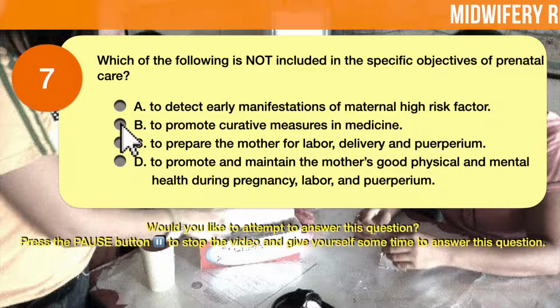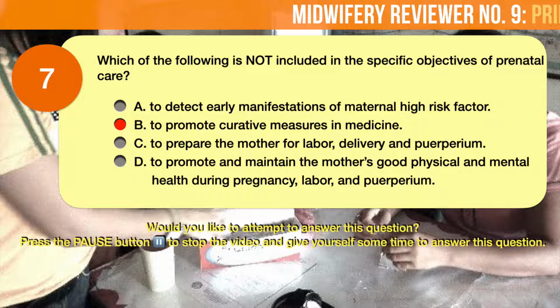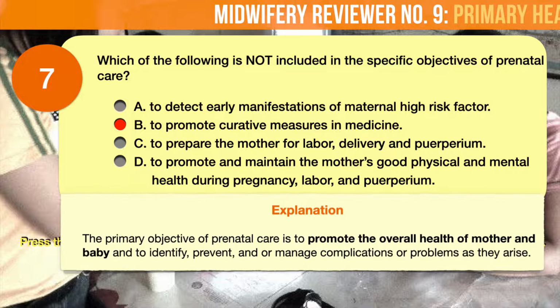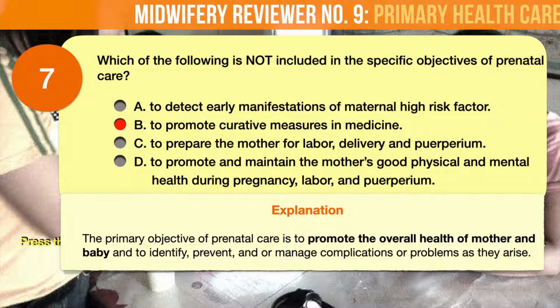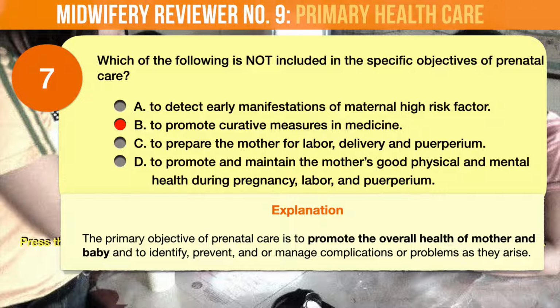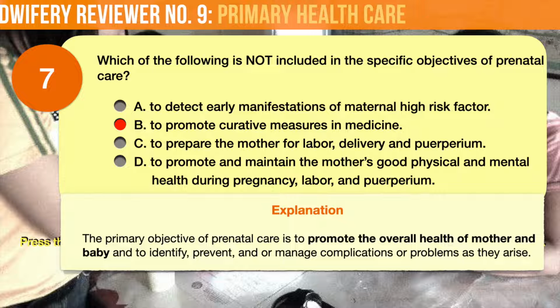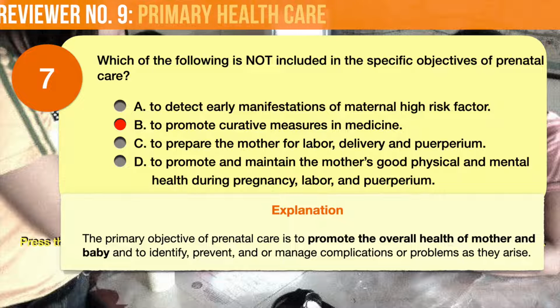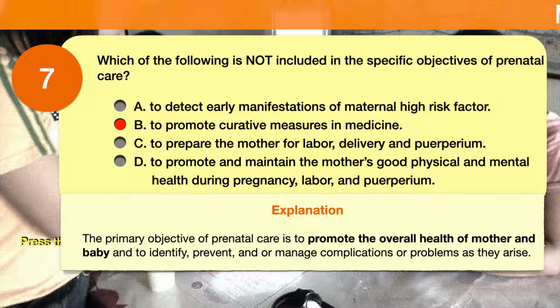The correct answer is B. To promote curative measures in medicine is not among the specific objectives of prenatal care. Prenatal care generally refers to the routine, preventative medical care that women receive during pregnancy. The primary objective of prenatal care is to promote the overall health of mother and baby and to identify, prevent, and/or manage complications or problems as they arise.